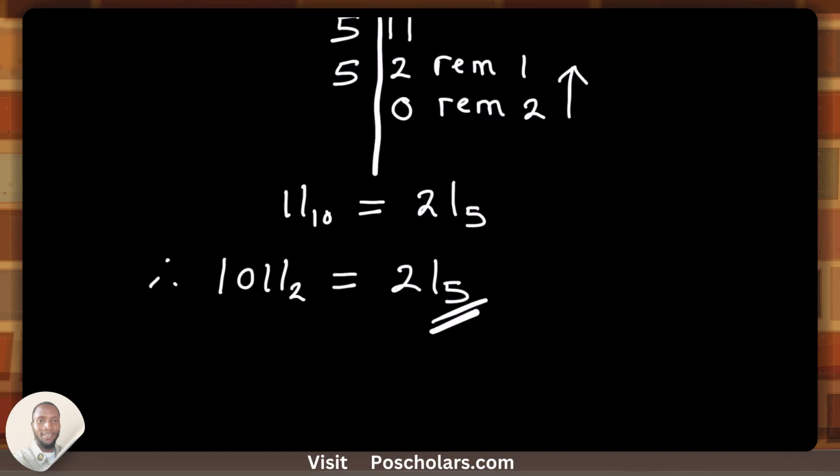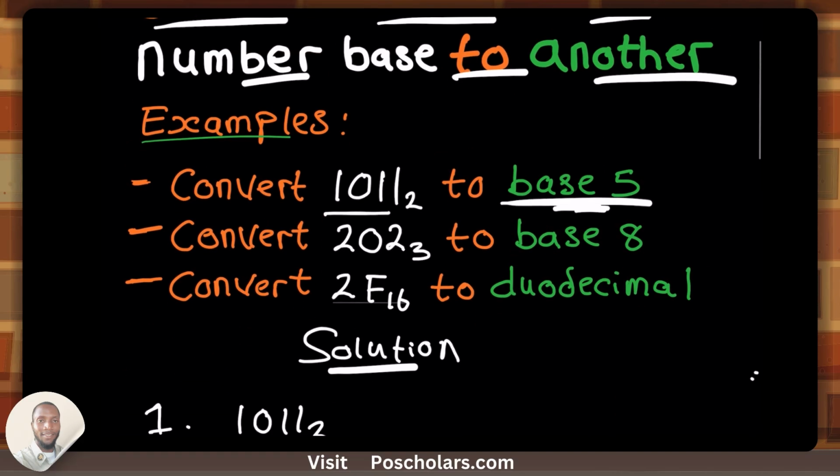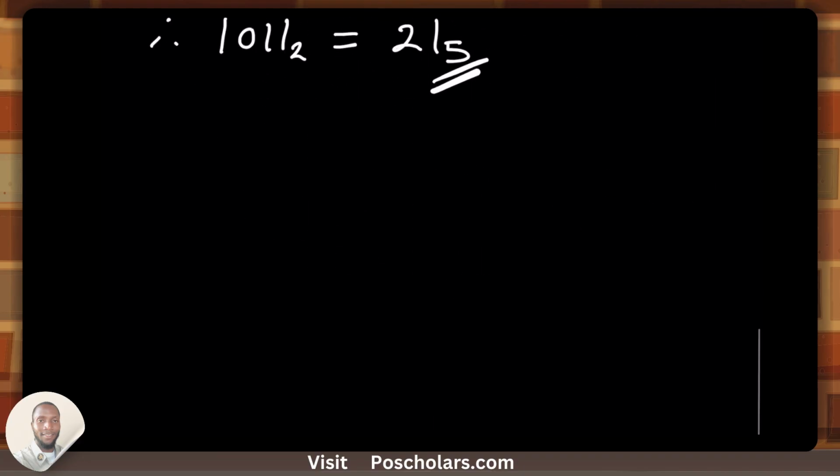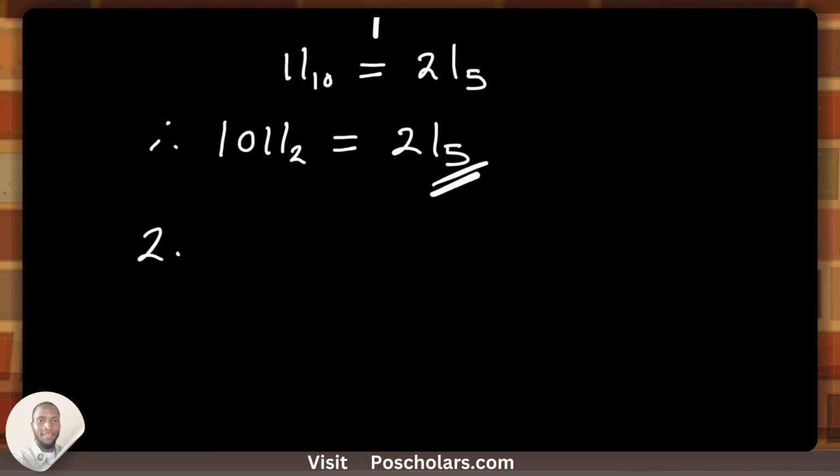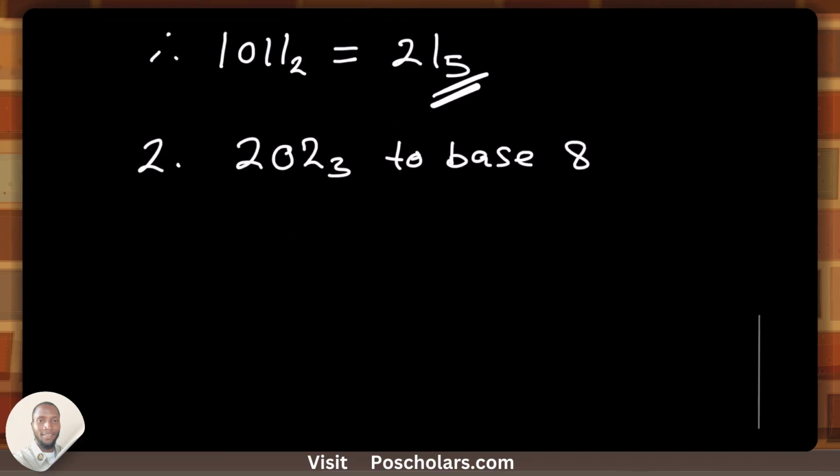The next question, let's check. The next question says convert 202 base 3 to base 8. So let's solve quickly. Question 2. We want to convert 202 base 3 to base 8. Now, the first thing we are going to do is convert 202 base 3 to base 10 first of all, before we now convert it to base 8.